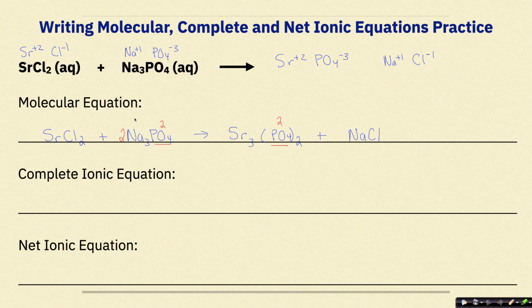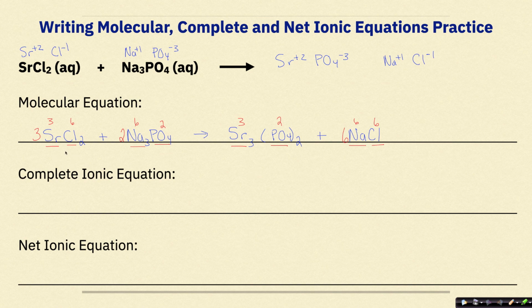2 times 3 gives me 6 Nas. I need 6 Nas over here, which means I have 6 chlorines. So now I need 6 chlorines over here, which means I'm going to put a 3 in front of it as a coefficient. Chlorines are balanced. And then hopefully 3 Srs. Hey, look, 3 Srs. Goodness, I'm good. All right, so now I have my molecular equation and it is completely balanced. Let's move on to seeing what is soluble and insoluble in my equation.